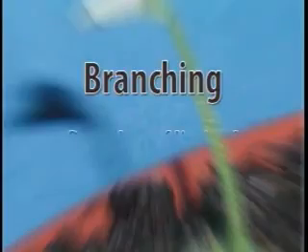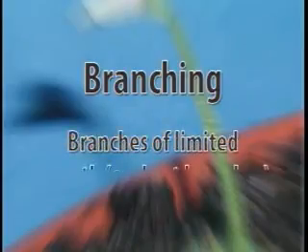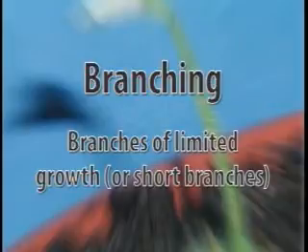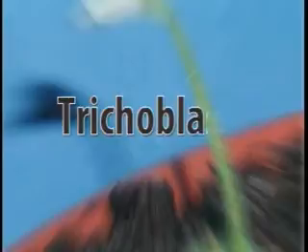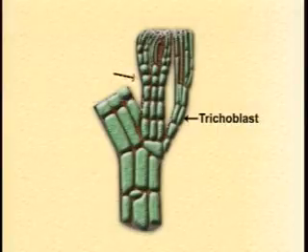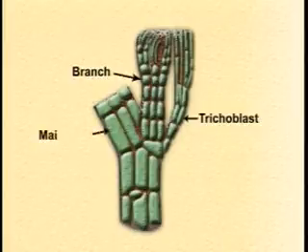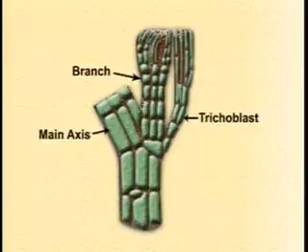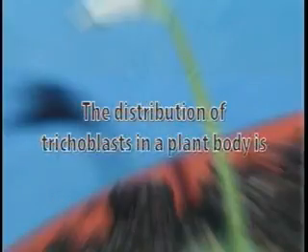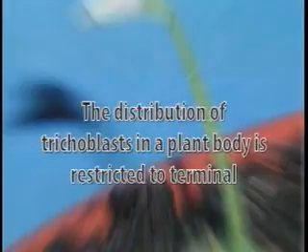The main axis bears two types of branches. Number one is branches of limited growth or short branches. These are also called trichoblasts. They are dichotomously forked and are spirally inserted on the main axis or on a large branch. The basal cell of the last trichoblast, however, remains buried between the pericentral cells as a scar cell. The distribution of trichoblasts in a plant body may be restricted to certain regions, more commonly terminal.